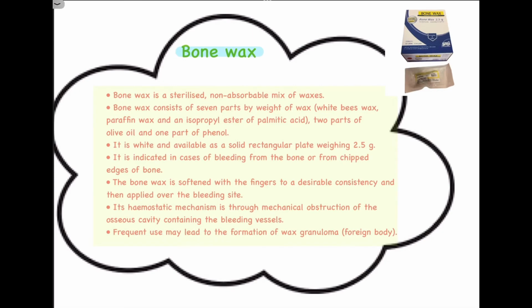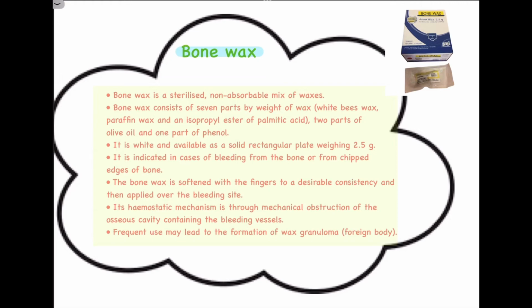Next up we have bone wax. So basically it is a sterile and non-absorbable type of material, and it is obtained by mixing various types of waxes together. So it consists of 7 parts by weight of wax, that is it can be wax derived from white bees or synthetic paraffin wax, and 2 parts of olive oil, and apart from it, it also contains 1 part of phenol. It is available in white, and also as a solid rectangular plate, right.